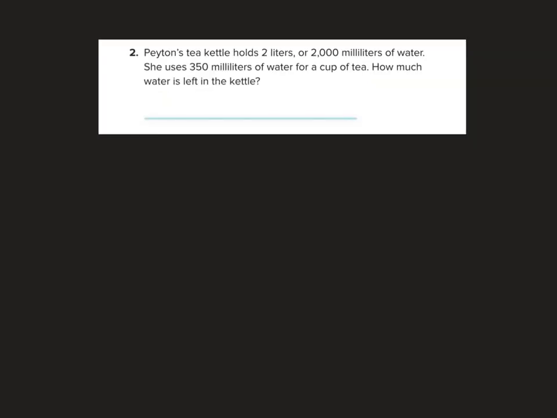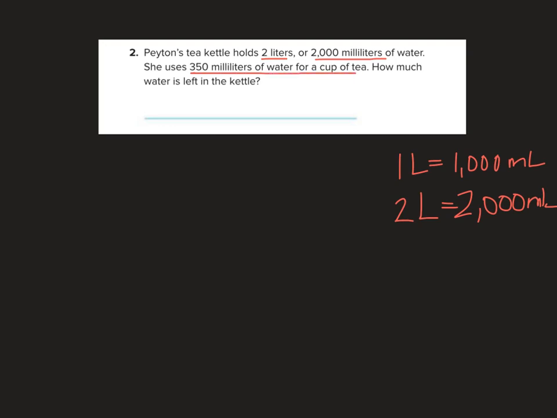Peyton's tea kettle holds 2 liters or 2,000 milliliters of water, right? So we know that 1 liter equals 1,000 milliliters. So that means that 2 liters would be 2,000 milliliters. Okay, so it holds 2 liters or 2,000 milliliters of water. She uses 350 milliliters of water for a cup of tea. How much water is left in the kettle?